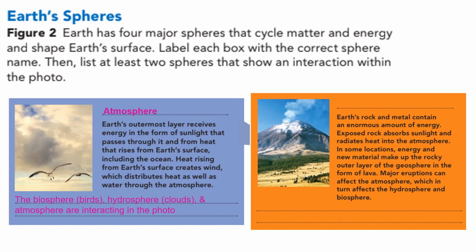Exposed rock absorbs sunlight and radiates heat into the atmosphere. In some locations, energy and new material make up the rocky outer layer of the geosphere in the form of lava. Major eruptions can affect the atmosphere, which in turn affect the hydrosphere and biosphere. So here, the sphere we're talking about is the geosphere. And in our picture, we see the biosphere, trees, geosphere, volcano, and atmosphere are interacting in the photo.